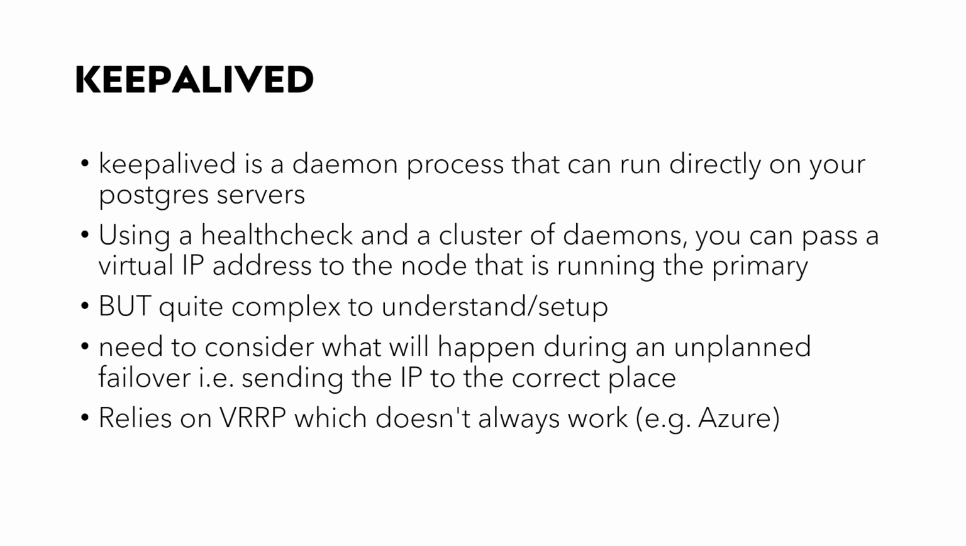So it has a similar effect to having a single IP on a proxy. But the issue is, if you're on a system like Azure that doesn't support VRRP, then it's not going to work at all, and then it's completely useless, and you'll have to do something else. If it did work, it's probably going to be okay.